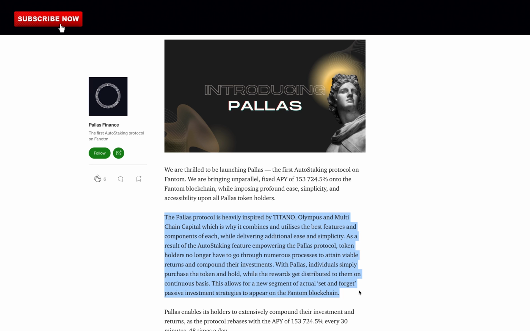Pallas enables its holders to extensively compound their investment and returns, as the protocol rebases with the APY of 153,724% every 30 minutes, 48 times a day.